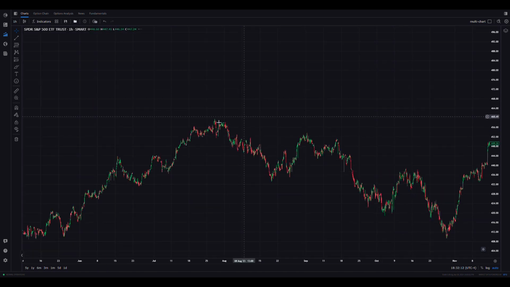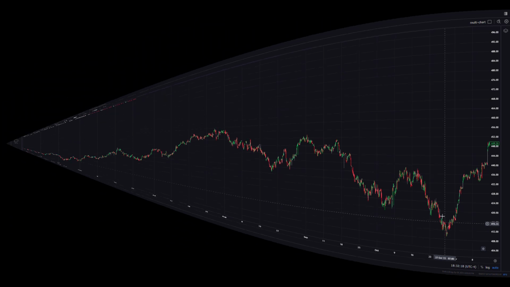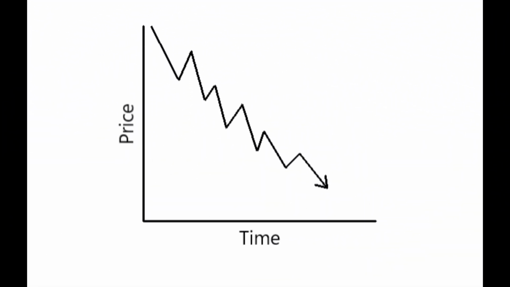Example: a downtrend manifests when prices form lower highs and lower lows, descending gradually over time. Each successive peak falls below the previous one, while each trough also declines further than the preceding low.